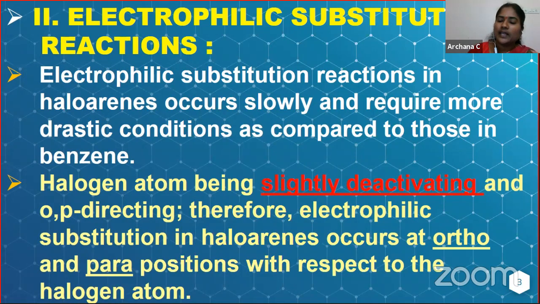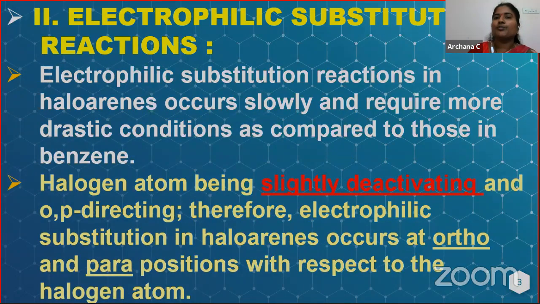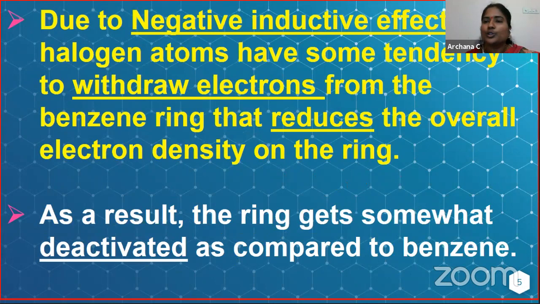So that means we have to remember that due to the halogen atom slightly deactivating, it is an ortho-para directing group. So therefore, electrophiles are going to attack at ortho-para positions only. Now next, remember children, here they undergo slow electrophilic substitution reactions.